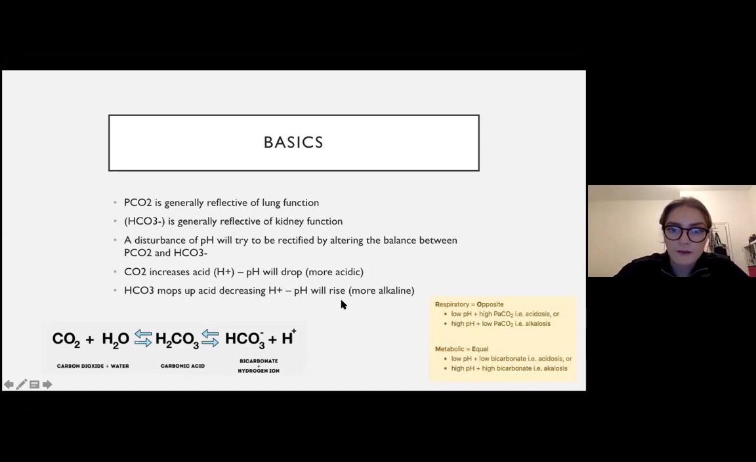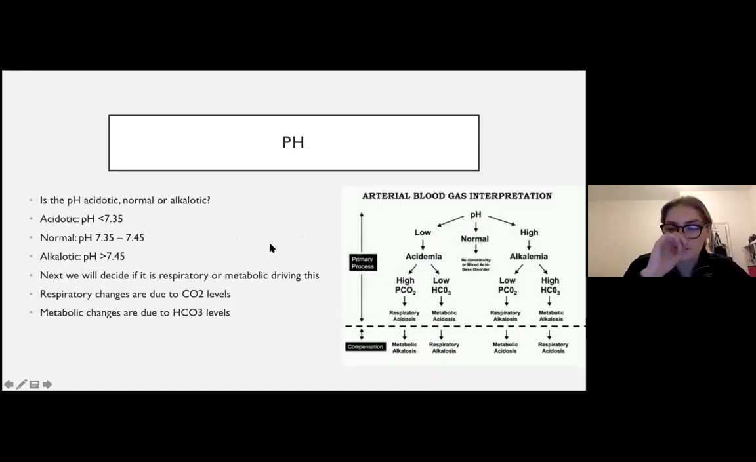Okay, so when you're looking at an ABG, the first thing I always do is look at the pH. If it's a low pH, they're acidotic. If it's a normal pH, that's 7.35 to 7.45, and then alkalotic is greater than 7.45.